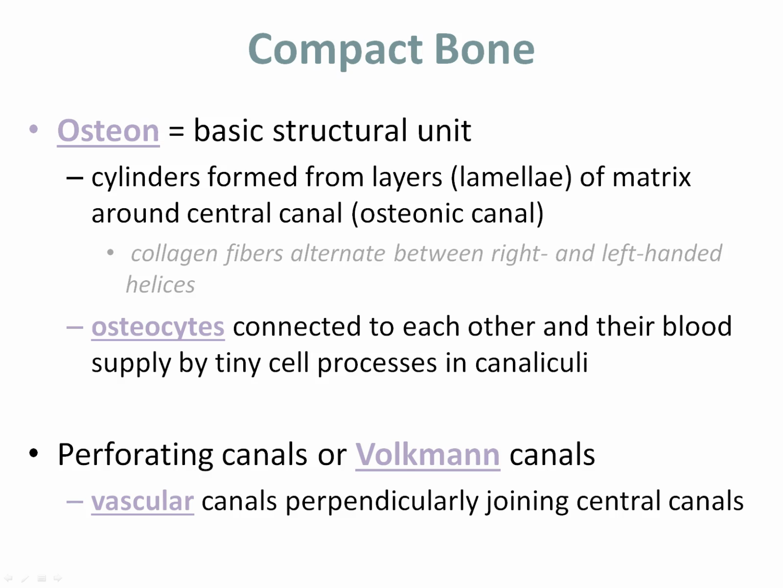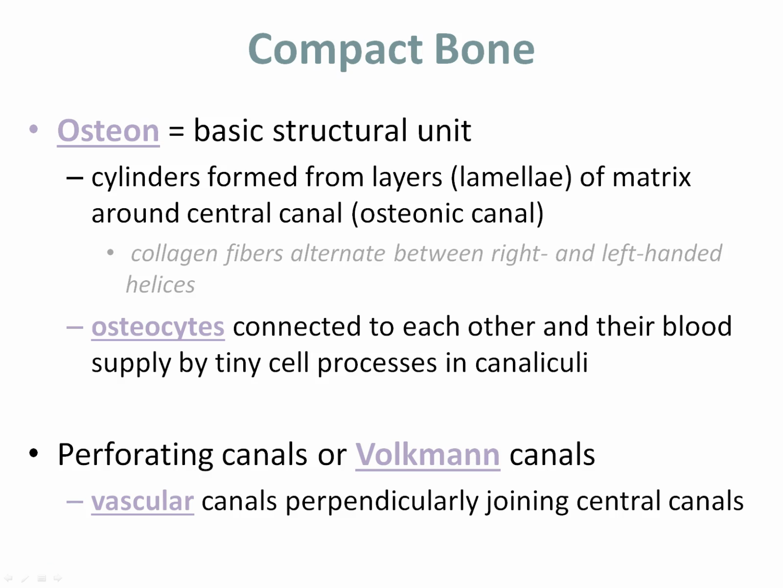Osteocytes are the cells in the osteon in compact bone, and they're connected to each other and their blood supply by teeny processes in canaliculi, which are very small canals. We also have perforating canals or Volkmann canals. These are vascular canals, that means they have arteries and veins in them, and they perpendicularly join central canals.